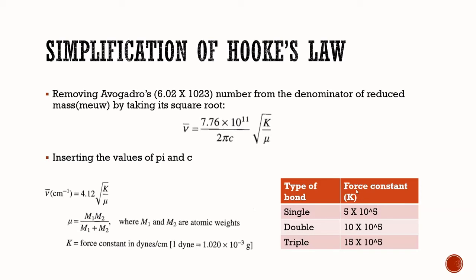The values for force constant for different types of bonds are: for single bond it is 5 into 10 to the power 5. For double bond, it is 10 into 10 to the power 5. And for triple bond, it is 15 into 10 to the power 5. So, when the bond strength increases, the frequency also increases. So, by using this formula, we can estimate the K. We know the K of the molecule depending upon the molecular structure. We know the mu of the molecule, so we can calculate the frequency.